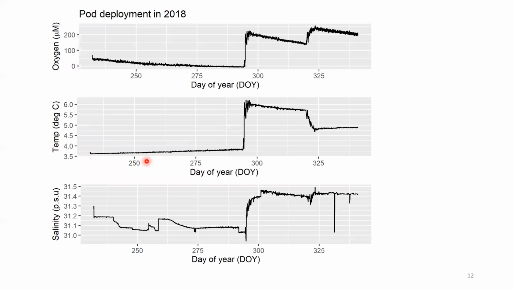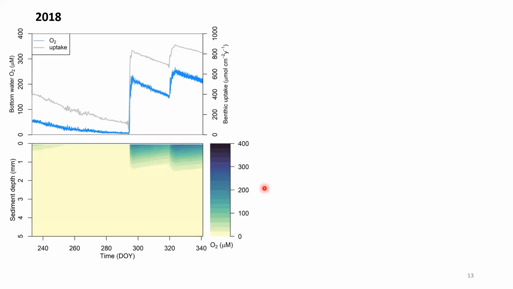Now let's look at what happens during the intrusion. This is the pod data that we got in 2018. You can see there is a sharp increase in oxygen concentration along with temperature and salinity. So this is a different water mass that is coming here. So now we modified our model to understand what exactly happens at that point when the intrusion happens. So now let's see what exactly happens.